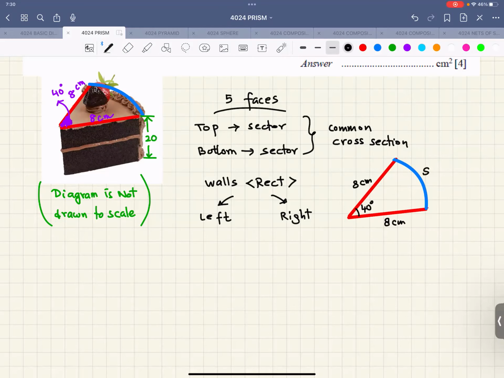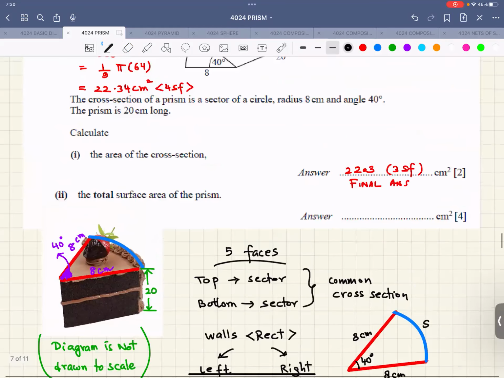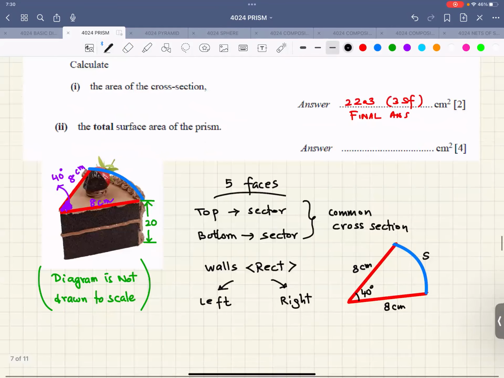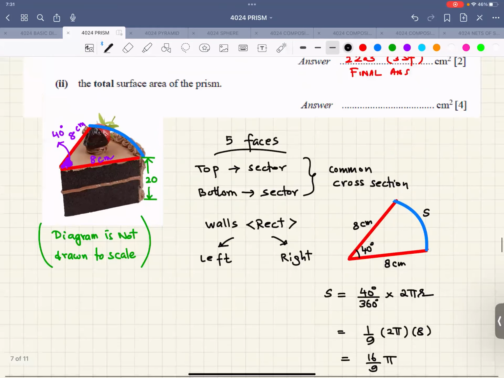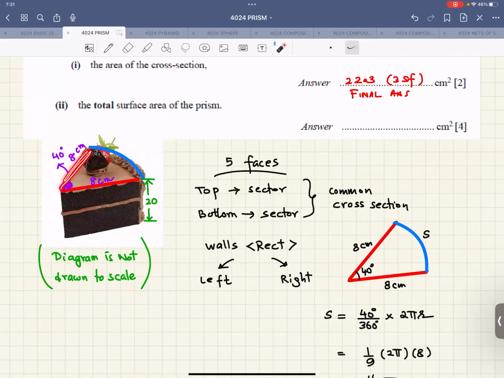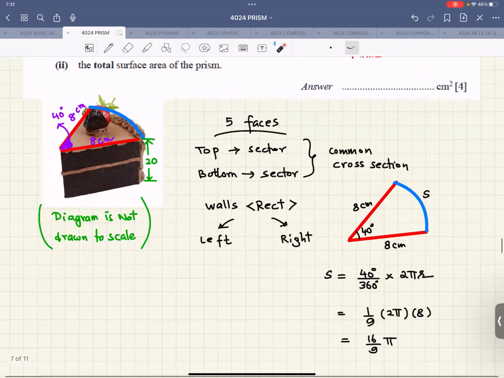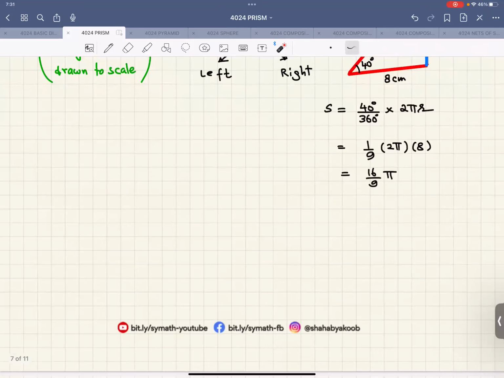This is the arc length. Now this arc length I can calculate. So S is equals to 40 over 360 degrees into 2 pi r, because it's part of the circumference. So therefore, this is 1 over 9 into 2 pi into 8. So first of all, let me write this thing as 16 over 9 pi. Now, basically what we are doing is that I can just take this length and multiply it with 20. So I'll get that particular curved surface area. That is just like part of the curved surface area 2 pi r h. Basically, it's the same thing.